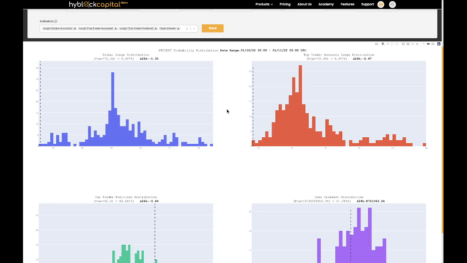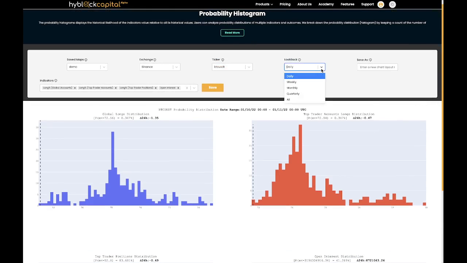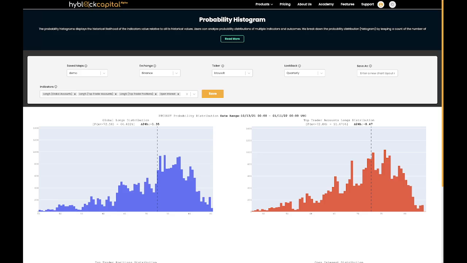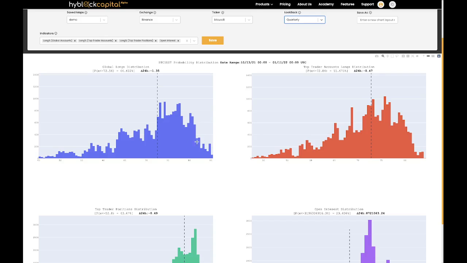If we look at a larger lookback, we can maybe see if this outlier stays true. So from daily, we can switch it to quarterly and see how the results change. So we can see from the new results, when we have more data, these values don't stand out anymore.